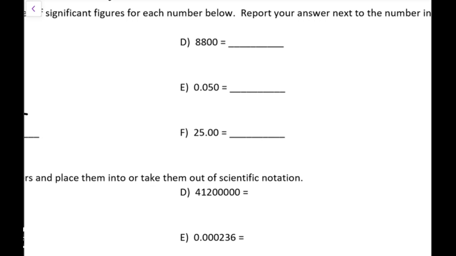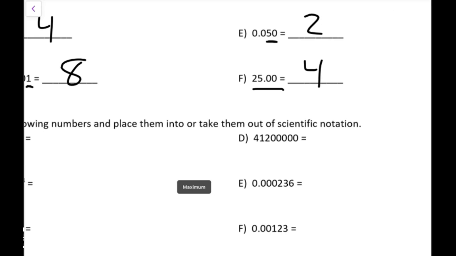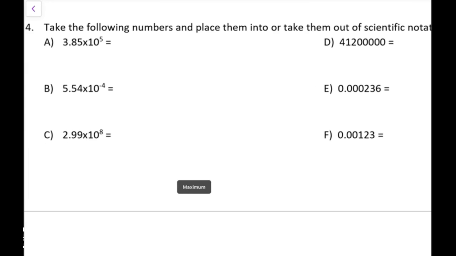Here, 8,800, that's just 2 sig figs. These 2 zeros are not significant because there's no decimal place underneath that. And then 0.050 has 2 sig figs. These 2 are significant. The leading 0 is not. That's the one that rule number 4 covers, that's spacing the decimal place. And then here, 25.00, all 4 are significant. Okay, so it's just a little bit of quick rules on sig figs. We're going to do some scientific notation now.